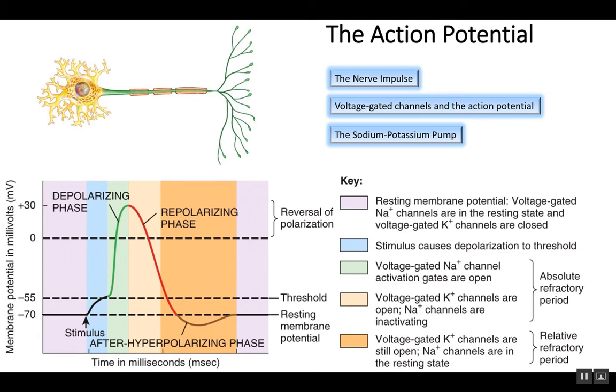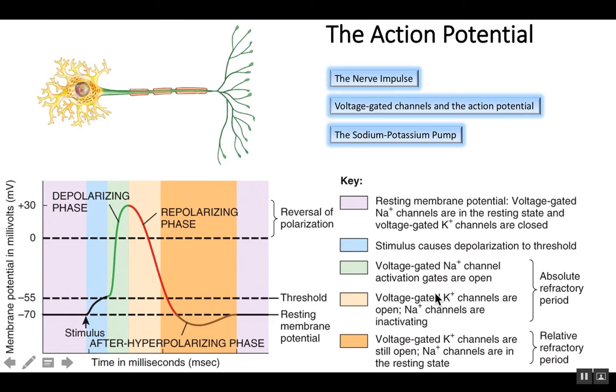At that number, we have closing of the voltage-gated sodium channels and opening of the voltage-gated potassium channels. This is going to cause the repolarization phase of the action potential. Notice in the key, voltage-gated potassium channels are now open. The voltage-gated sodium channels are inactivating, or said another way, they're closed.